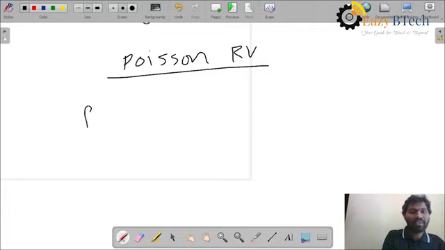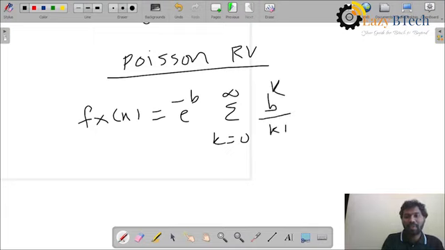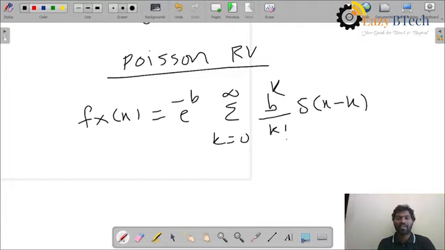So the density function of Poisson random variable is given by e power minus b into summation k equal to 0 to infinity, b power k by k factorial into delta of x minus k.